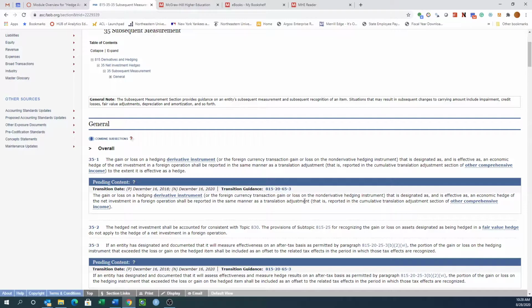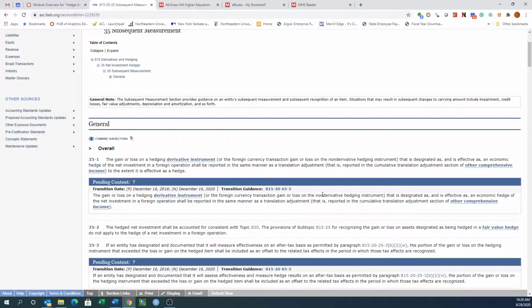So the whole idea of the effective piece going to other comprehensive income, and therefore the ineffective piece going somewhere else, is something that you will not face, because the transitional guidance has already been in place for years ending after December 16th, 2018 for public companies, and will be in place for years ending after December 16th, 2020 for non-public companies. So this is going to transition to brand new literature.